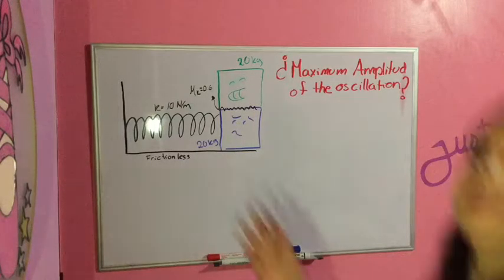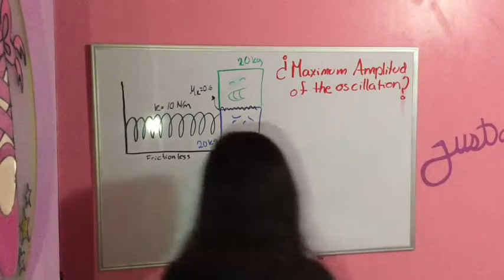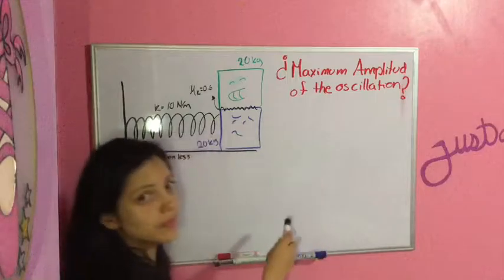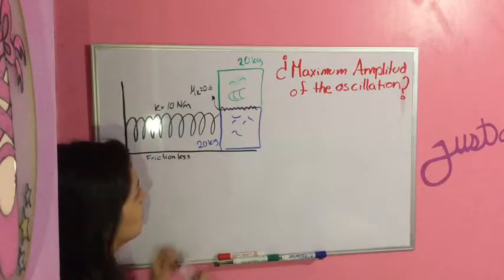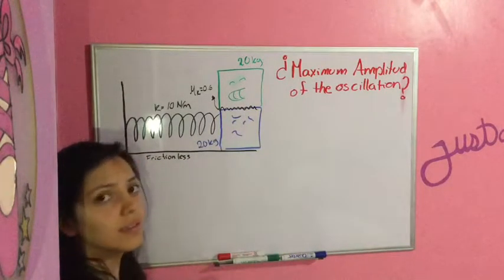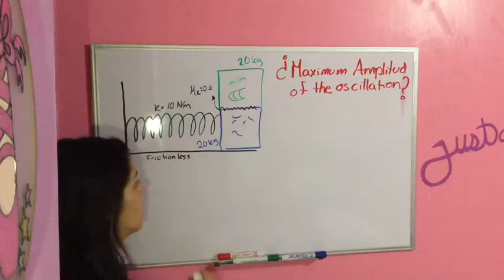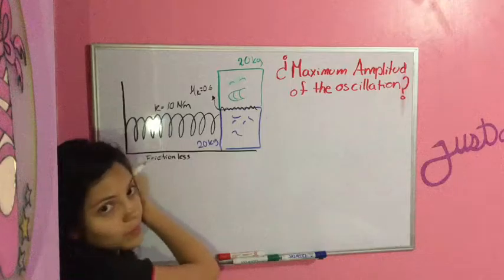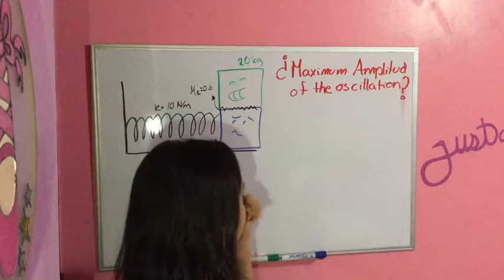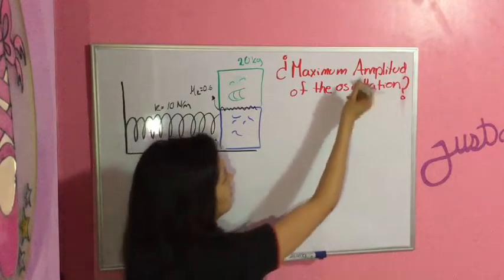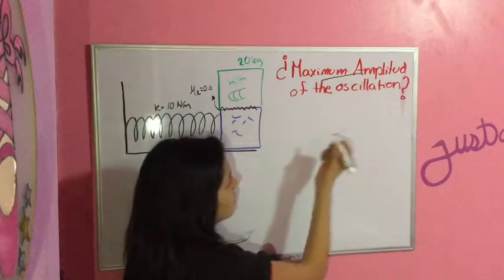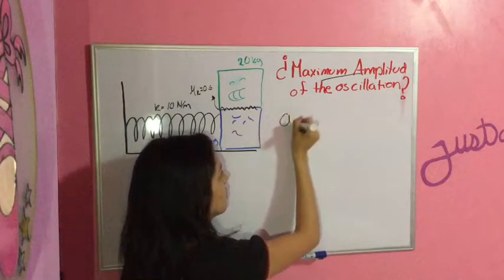Hi everyone, today I will solve this problem, which is basically of two masses that are attached to a spring and have the same mass of 20 kilograms. The surface is frictionless, but here it has friction, and the spring constant k is 10 newtons per meter. So the problem is asking us for the maximum amplitude of the oscillation.